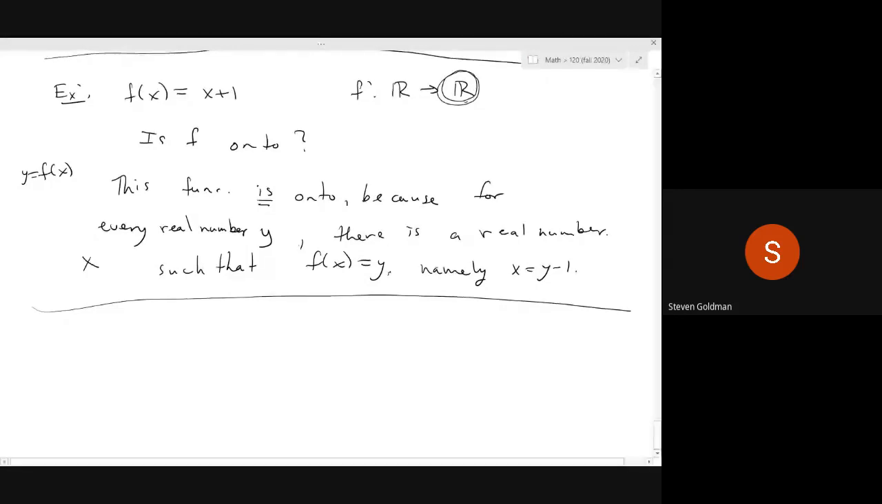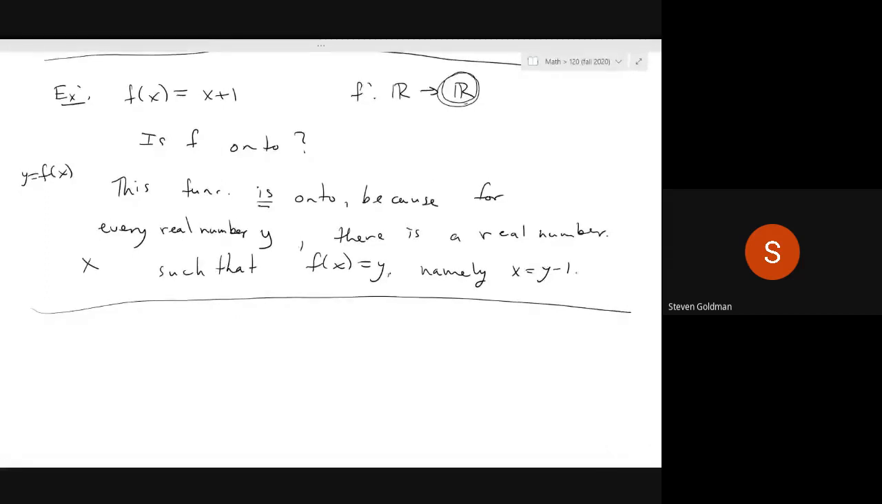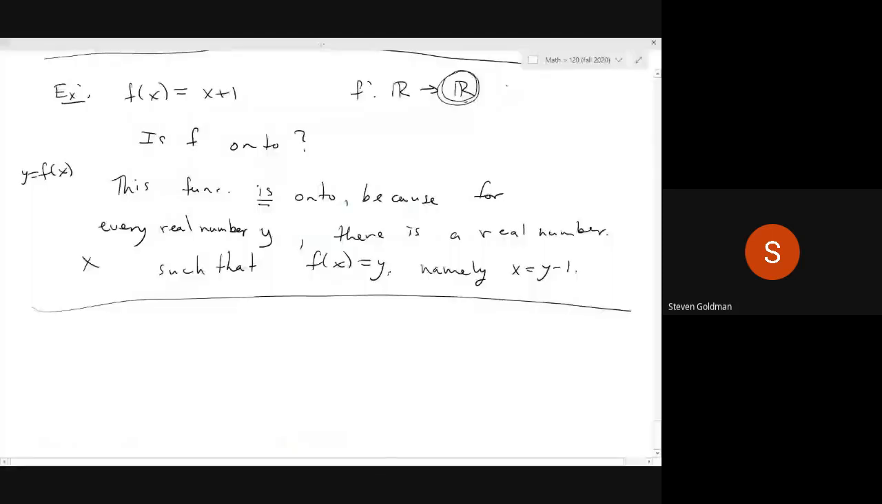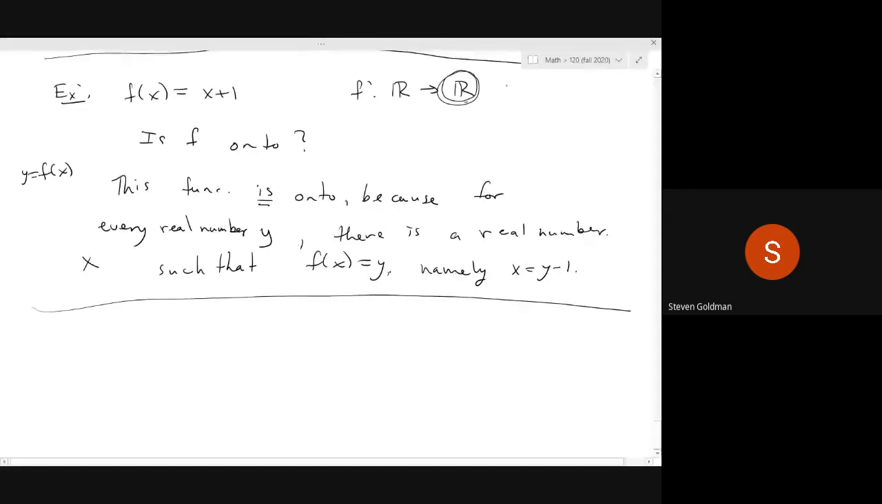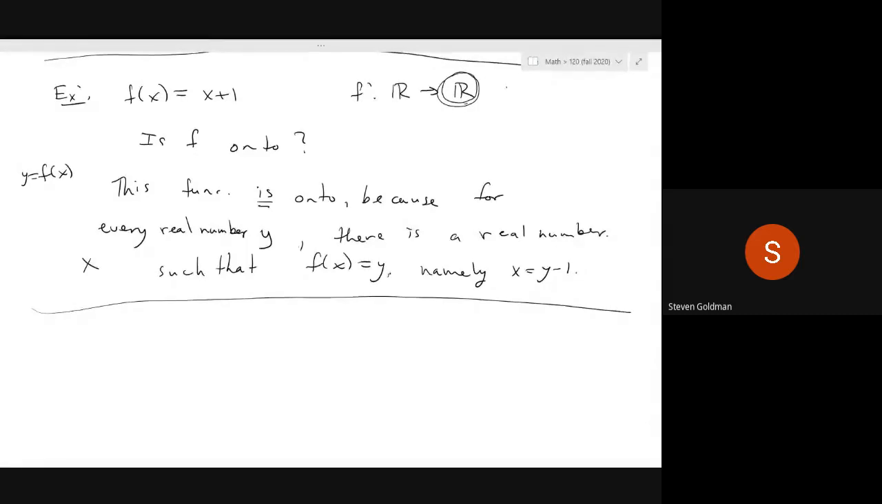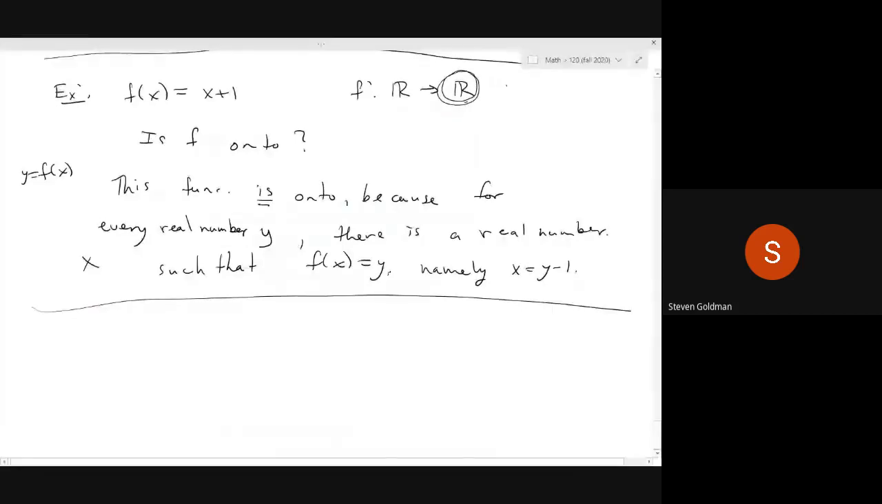Somebody's asking if they can say it the other way around. Depends how you word it. I'm not sure exactly what you mean. Really depends on how you word it. All right. Okay. Okay. All right.